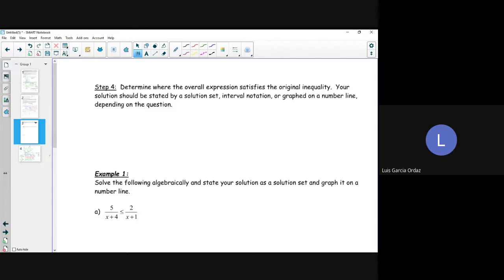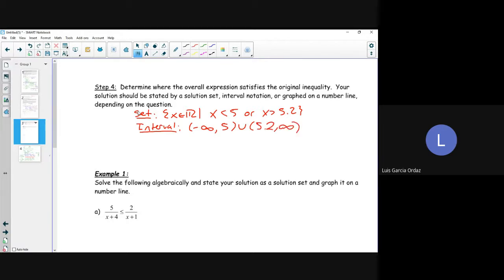Our set notation would look like x ∈ R such that x is less than 5 or x is greater than 5.2. And for our interval, we already discovered it like 5 times. So we have negative infinity to 5 in union with 5.2 to infinity.